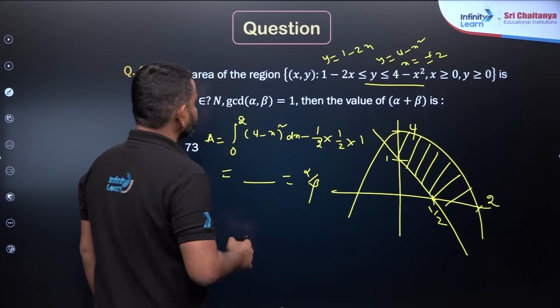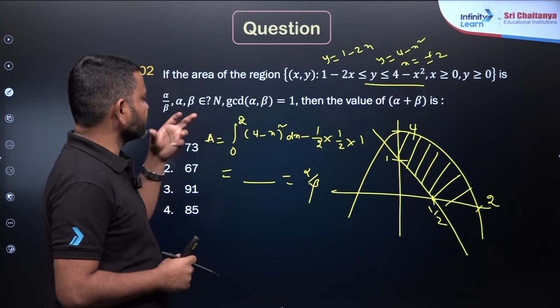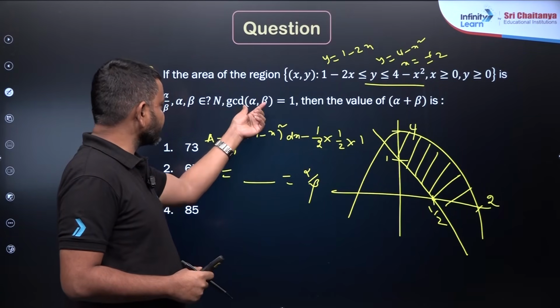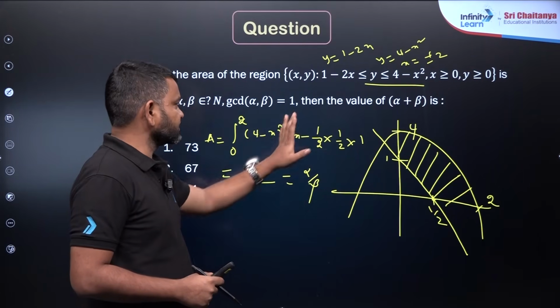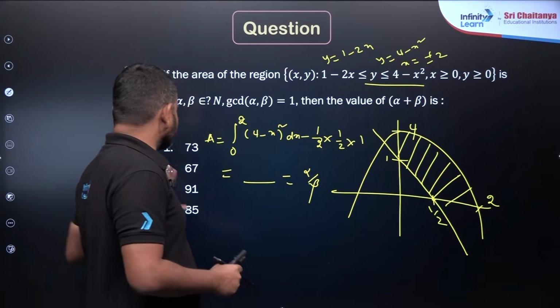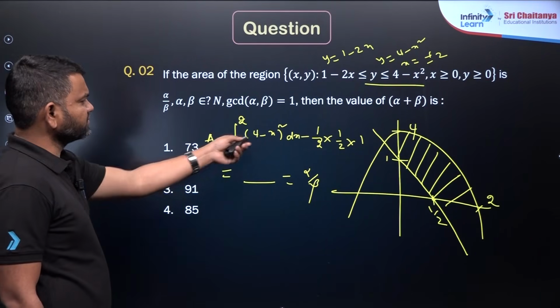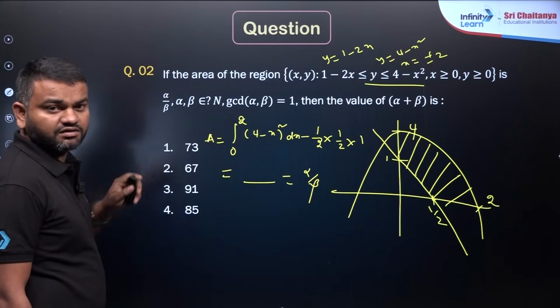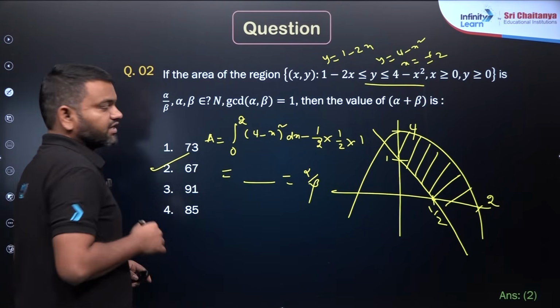You are going to get the area here, which is supposed to be in the form of alpha by beta. If you get alpha by beta, and if it is a fraction where you can cancel it, please do that and write the fraction in a form where the GCD of alpha and beta is equal to 1, then add those two values. That should be your answer here. Okay, so this is the process of it. You know this is a very basic integration. You can do it, right? So this is the answer here.